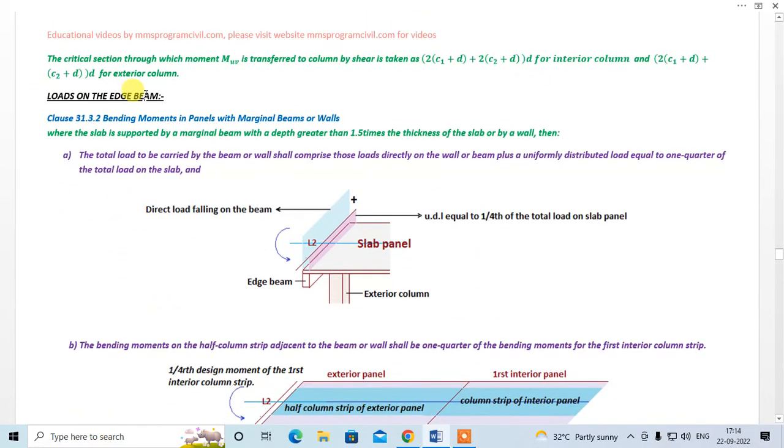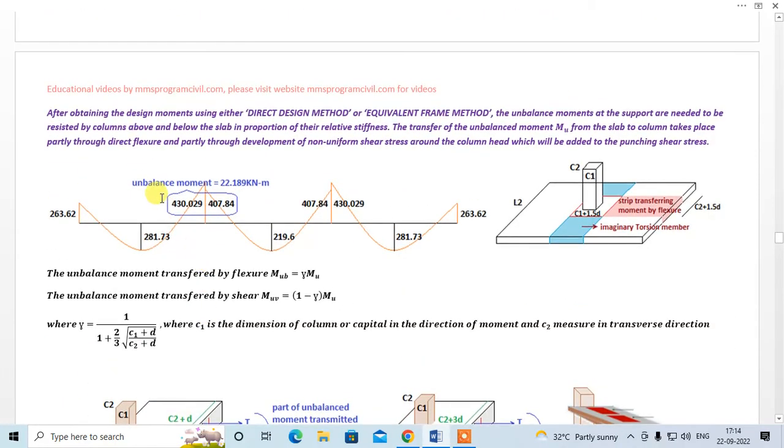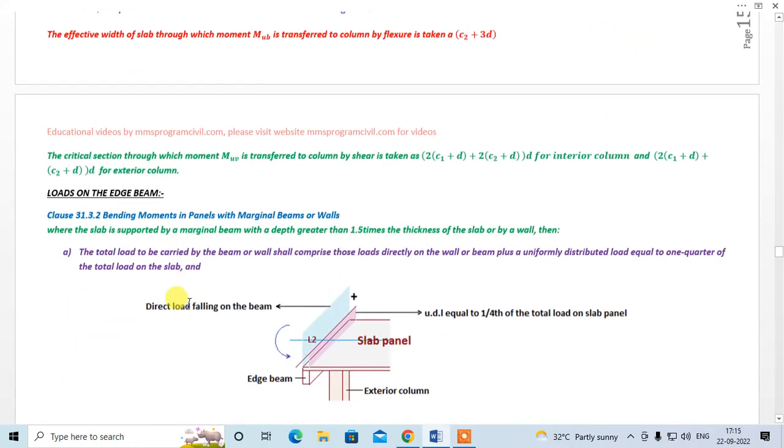Load on the edge beams, right? Over here we can see at the interior joint the unbalanced moment will not be very high, because we have a hogging moment on both sides, so only the difference will be the unbalanced moment, but at the edge the twisting moment will be very high. So this is 263.62 as compared to 22, right? So over here it is better to provide an edge beam, which will take this twisting moment.